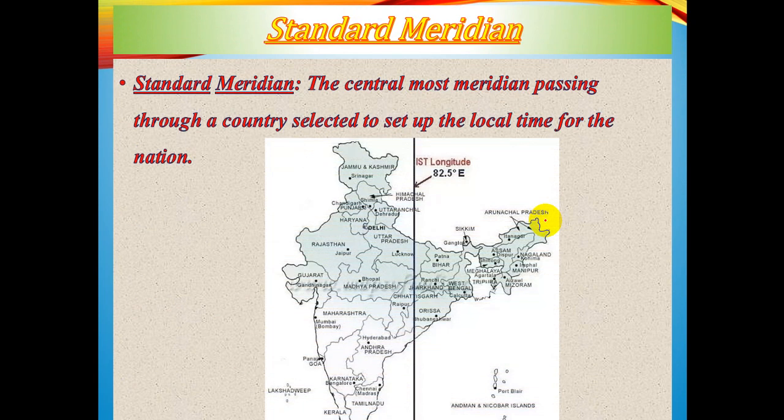The next keyword is standard meridian. Now, standard meridian means what? The centralmost meridian that passes through a country, selected to set up the local time for the nation. Now, why standard meridian? It is there.